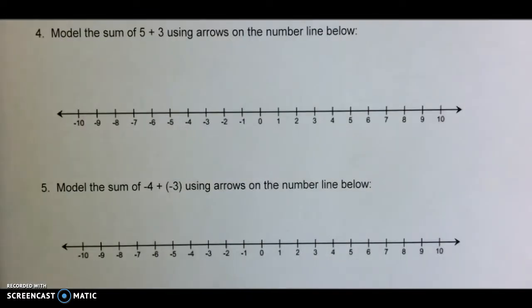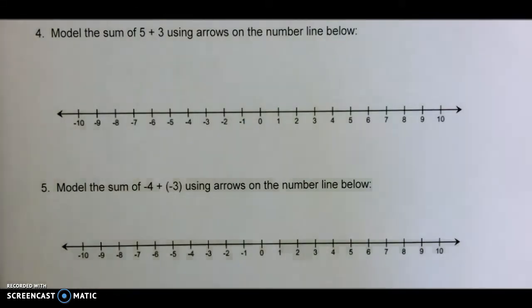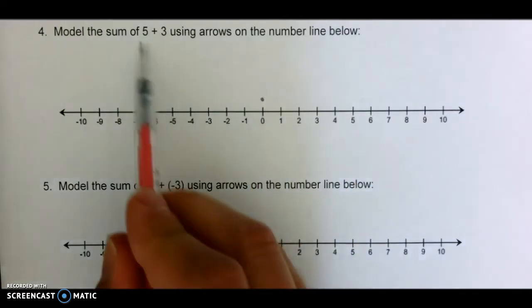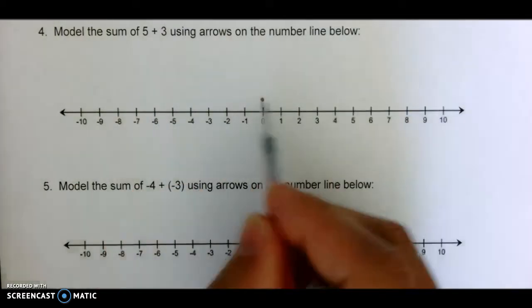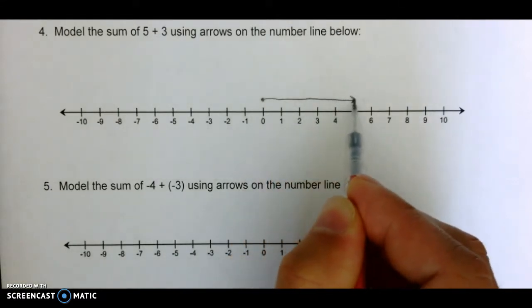In questions 4 and 5, we're going to be modeling addition problems on the number line. And so in number 4, we're going to start by showing what 5 plus 3 would be on our number line. So again, we always start at 0, place the tail of your first arrow at 0, and we're going to move, in this case, to the right 5 units because that's the first number in our problem. Okay, and so there's our arrow showing the number 5.